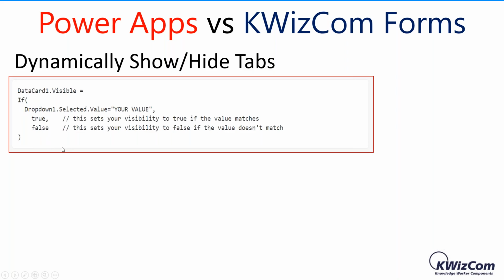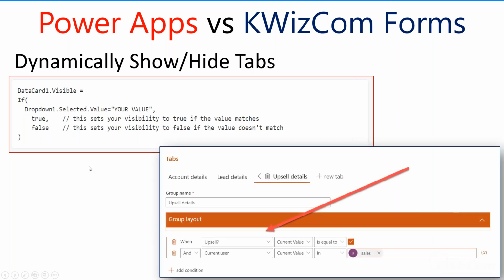So once again, the same kind of a formula that can become quite complex and annoying for users to not only write but manage. While in QuizConform, again, it's very logical: we say the group layout, the group is upsell details, so that's our tab. And we're saying when upsell is equal to yes, and current user is in sales. So you can see we've already done something a lot more complex than this.